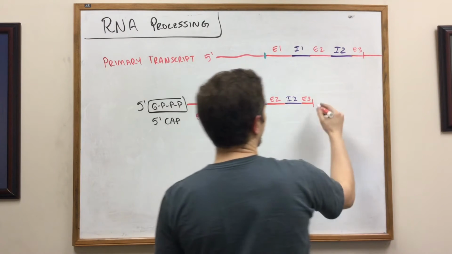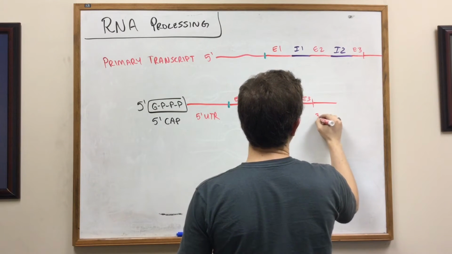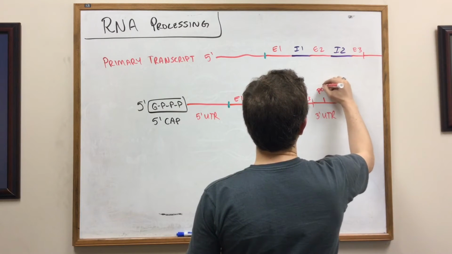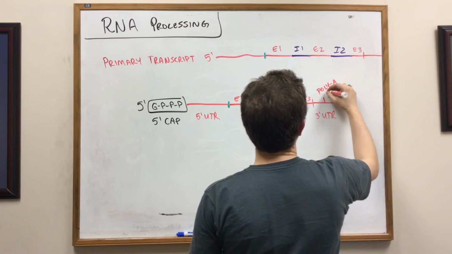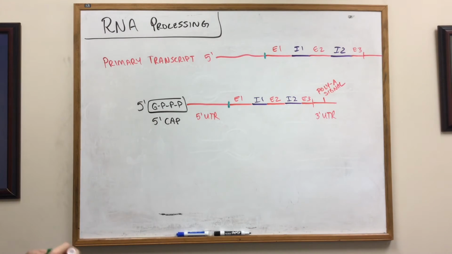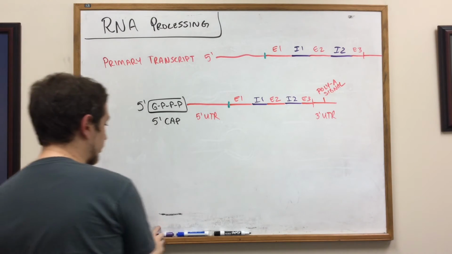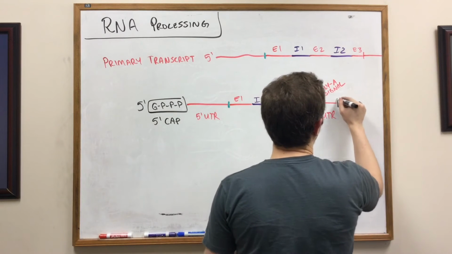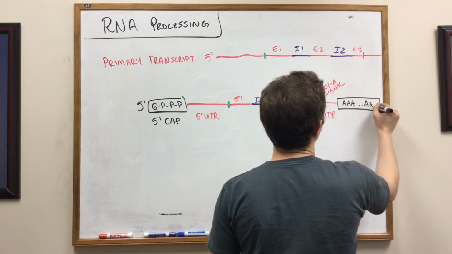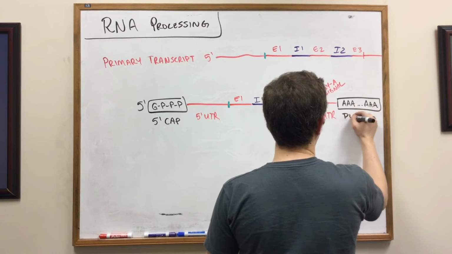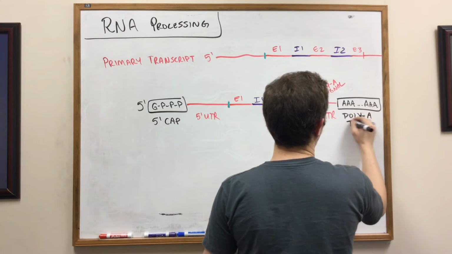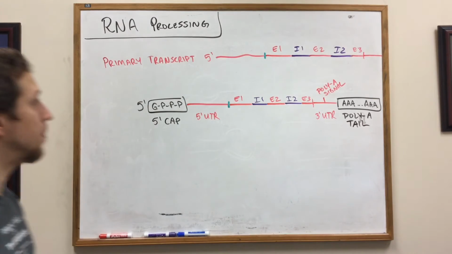Now over here in the 3' end, we're also going to have what's known as a 3' UTR, untranslated region. And in this region, this is where we have that transcribed polyadenylation signal that I spoke about in the transcription video. And this polyadenylation signal is going to result in us placing a poly-A tail onto this molecule. Call it poly-A tail because there are multiple adenines. That is the poly-A tail.